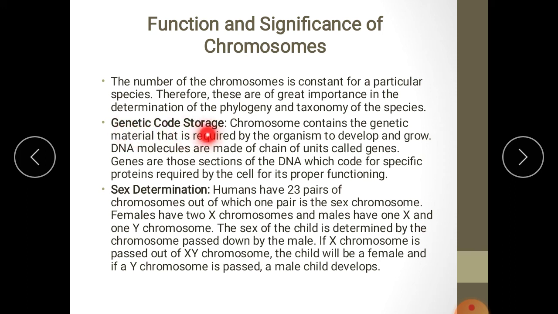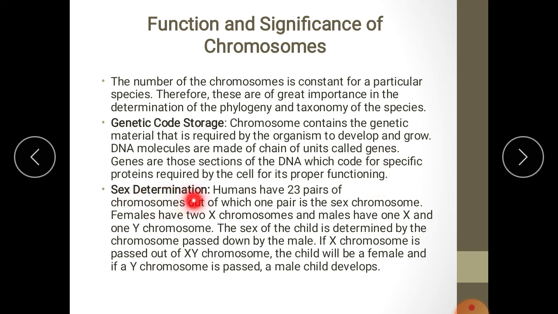Genetic code storage. Chromosomes contain the genetic material that is required by the organism to develop and grow. DNA molecules are made up of chains of units called genes. Genes are those sections of the DNA which code for specific proteins required by the cell for its proper functioning. So genes are necessary for the synthesis of particular proteins, and these genes are present in the chromosome.